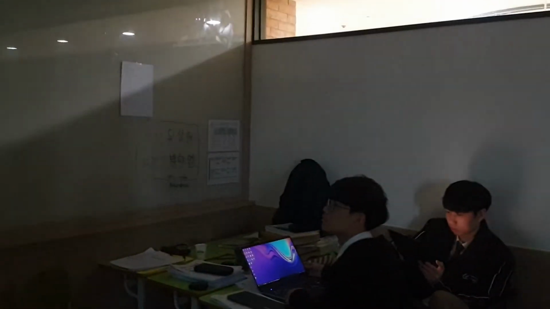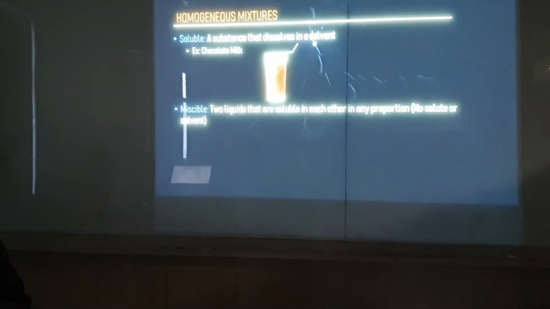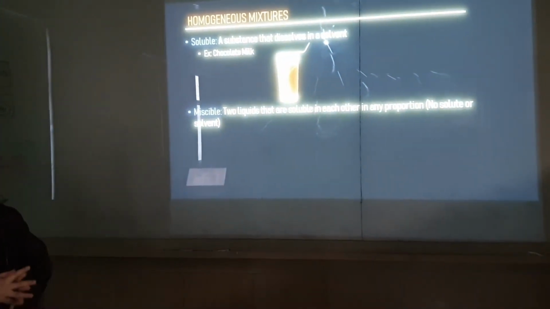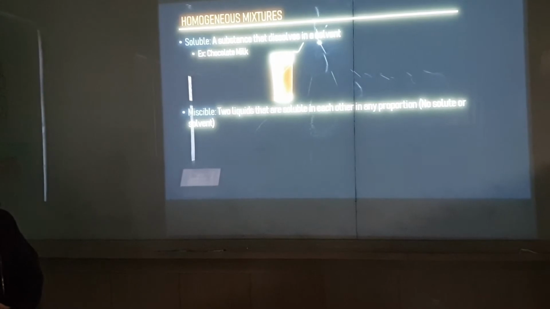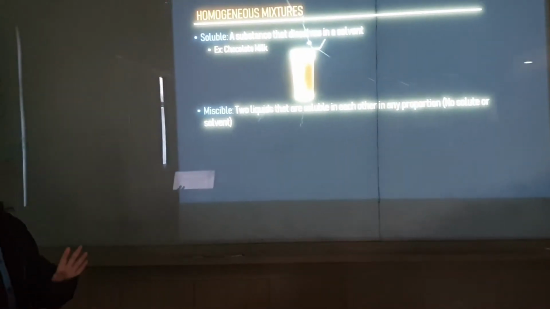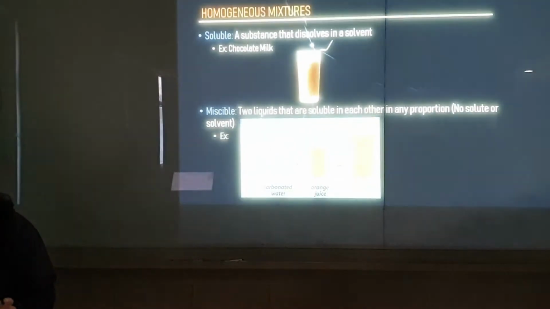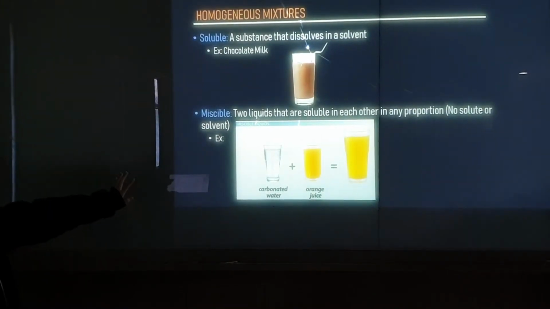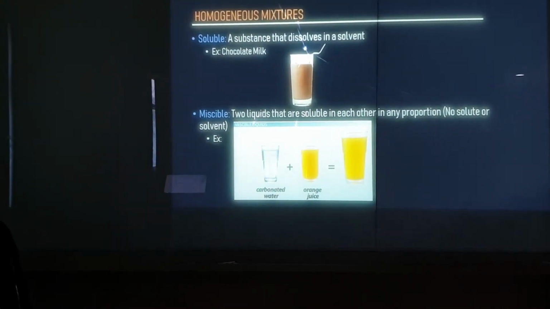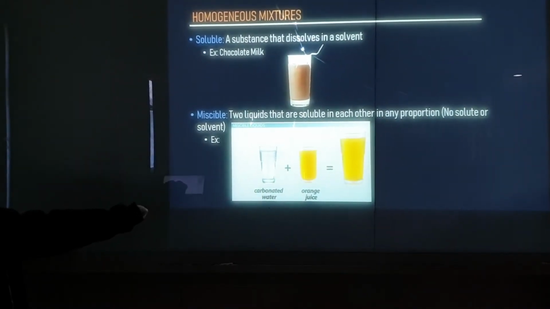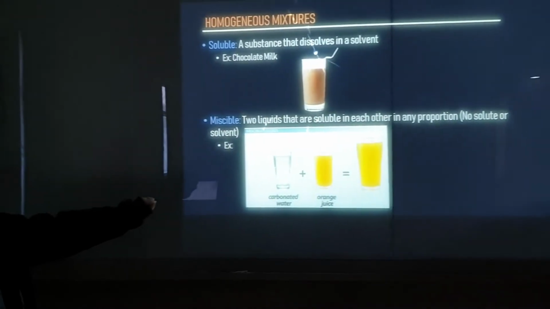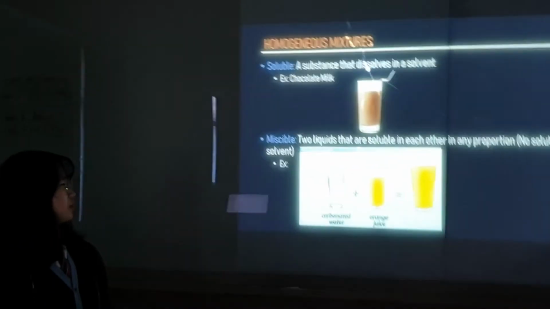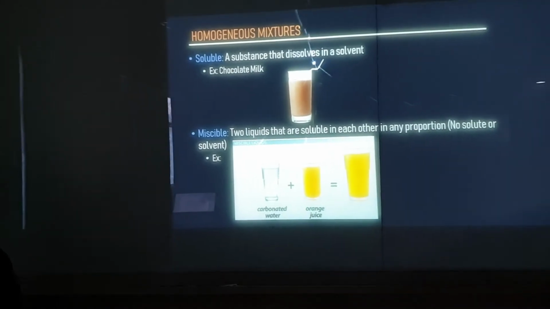And then there is miscible, which means two liquids that are soluble in each other in any proportion, and there is no solute or solvent. An example of this is carbonated water plus orange juice. You can see that the two liquids can be mixed together and make that water plus orange juice liquid.